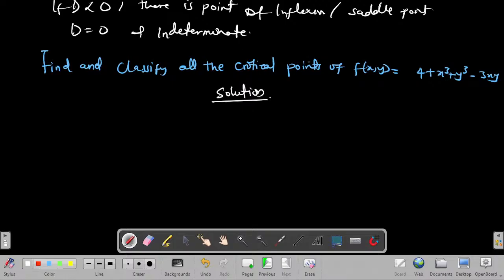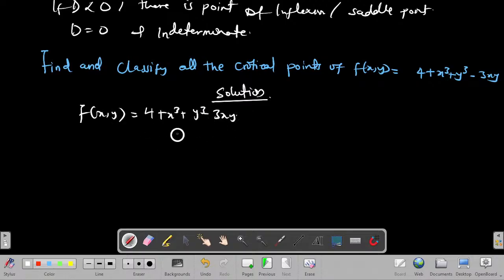Find and classify all the critical points of f of x, y equals 4 plus x cubed plus y cubed minus 3xy. Now, the first thing to do is to know your critical point. But to know your critical point, you need your first derivative, right? So we need the fx and the fy. That's the first step. So here's our function, f of x, y giving us 4 plus x cubed plus y cubed minus 3xy.